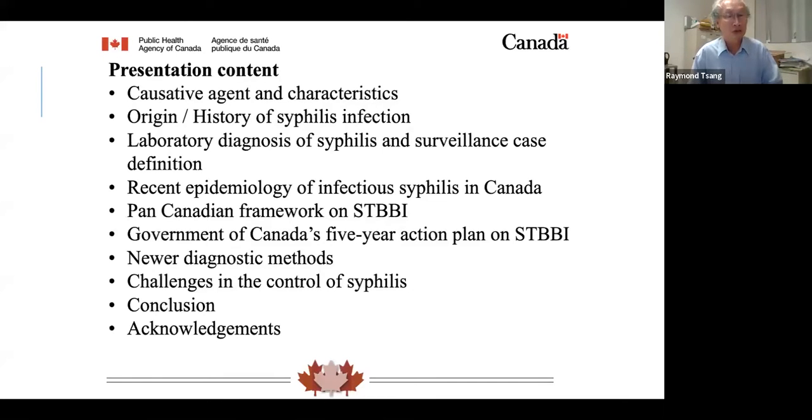Because of the wide background of the audience, I would like to describe briefly the causative agent for syphilis and its characteristics, and to show you this is an old disease for our younger audience. I'd like to spend a few slides on the origin or history of syphilis infection. Then I will introduce laboratory diagnosis of syphilis and use the surveillance case definition to highlight some laboratory diagnostic methods.